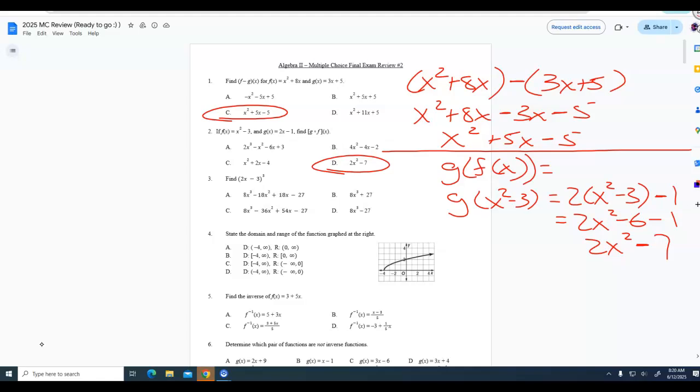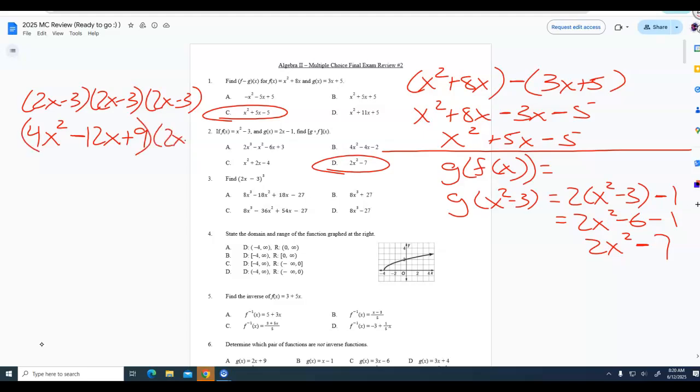Third one, 2x minus 3 cubed. 2x minus 3 times 2x minus 3 times 2x minus 3. I'm going to FOIL out the first. 4x squared, negative 6x, and negative 6x is negative 12x. And then negative 3 times negative 3 is 9. And then we distribute through.